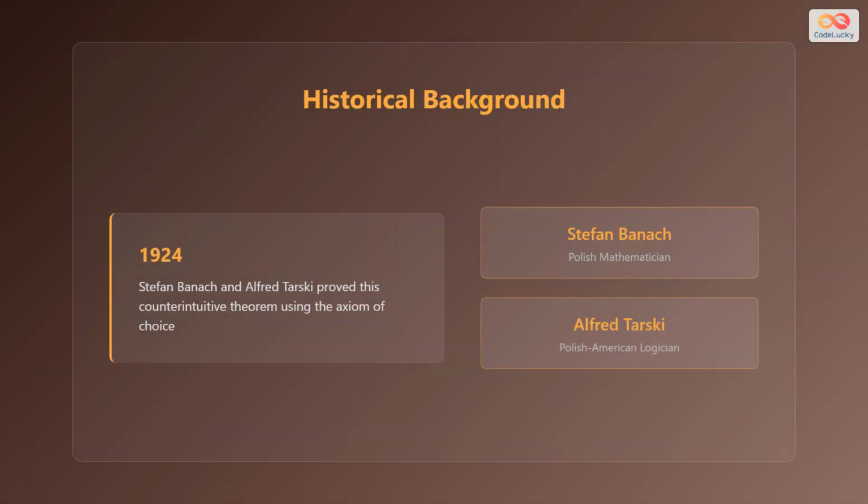Let's take a moment to look at the history of this paradox. In 1924, Stefan Banach and Alfred Tarski proved this surprising theorem. The proof relies on a mathematical concept called the Axiom of Choice, which we'll explore further. Stefan Banach was a Polish mathematician, and Alfred Tarski was a Polish-American logician and mathematician.